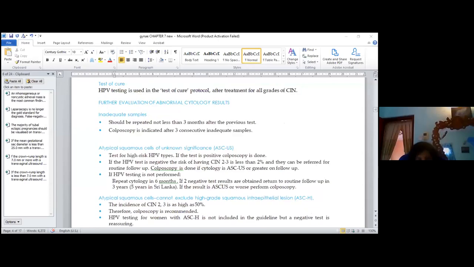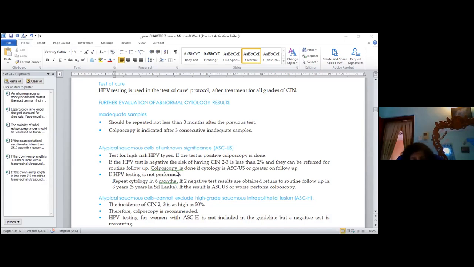Right, so this is the document of what we are talking about: atypical squamous cells of unknown significance. If you get ASCUS, you test for high-risk HPV types. If the test is positive, colposcopy is done. If the HPV test is negative, they go for routine follow-up. If the HPV test is not performed, we repeat the cytology in 6 months. If two negative test results are obtained, we return to routine follow-up in 3 years.